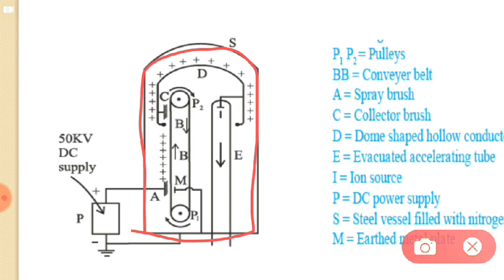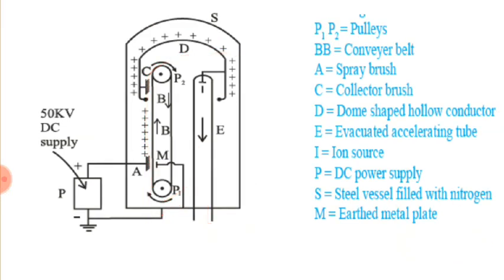The metal plate M is held opposite to the brush A. You can see over here, M is held opposite to the brush A, and the other side of the belt is connected to vessel S, which is earthen, so it is grounded. So all the negative charge will get grounded over there, and leakage can be formed due to the higher potential applied to it. So I will explain all the construction again.